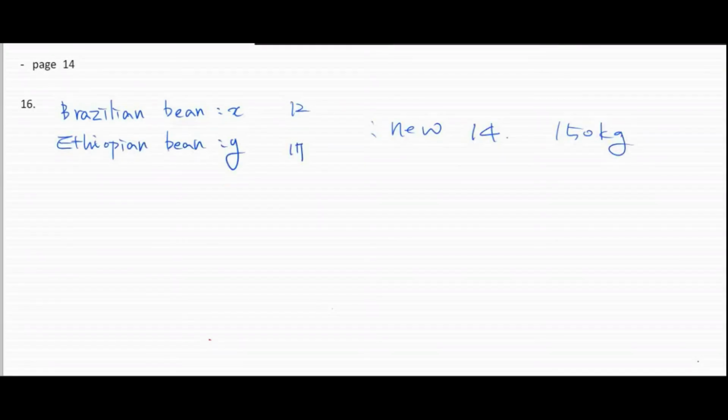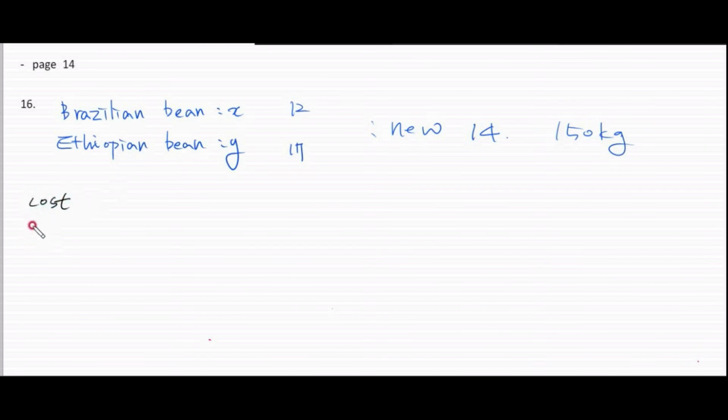Finally, this is question 16. Ellen is trying to create a new coffee blend using Brazilian beans that cost $12 per kilogram and Ethiopian beans that cost $70 per kilogram. She's going to make a 150 kilogram blend and sell it for $14 per kilogram. So we should write and graph two equations for this situation. First, I'll put Brazilian coffee as x and Ethiopian coffee as y. So 12 and 17. First, I'll make one about the cost.